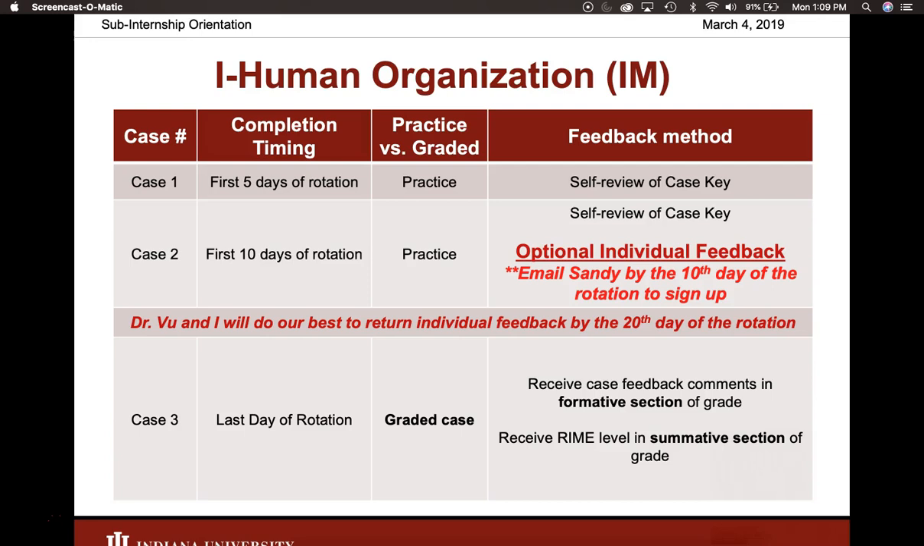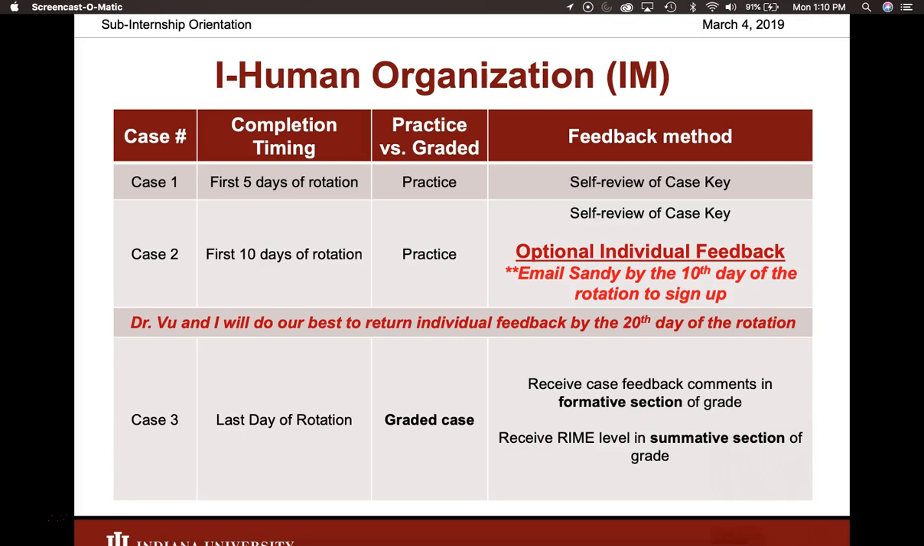You will then have until the last day of the rotation to complete the third case, which is the graded case. Your overall grade on the course will be affected by this third case alone.